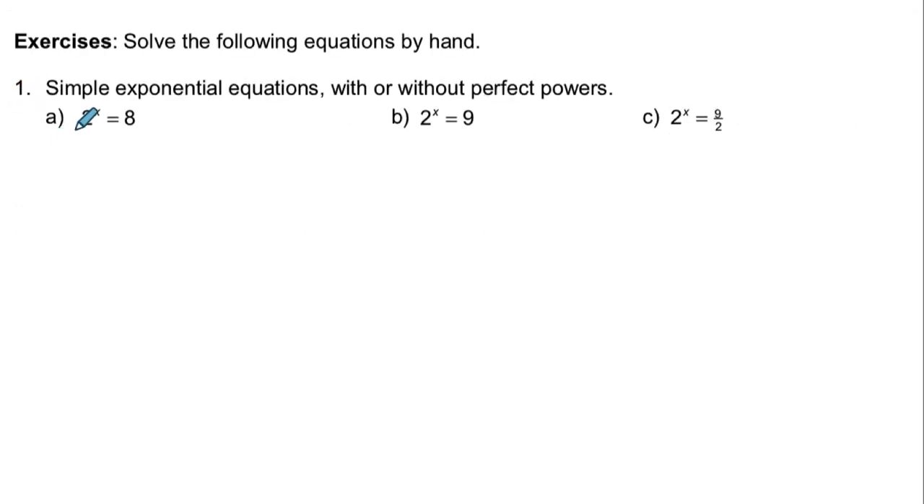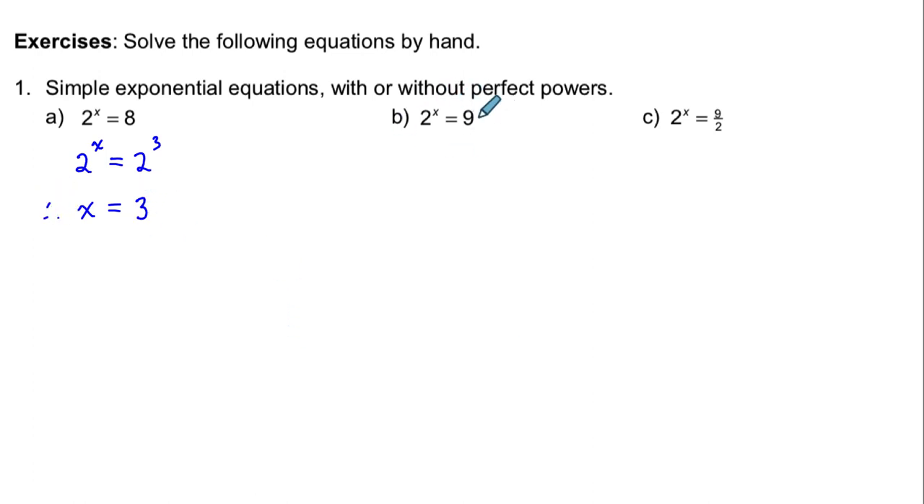In number 1a, we have a simple exponential equation. By simple, I mean that we have one term on each side, we have one base, one exponent, and one power. And we recognize that the power of 8 is actually a perfect power of 2, and so we can use the one-to-one property. We have the power on the left equals the power on the right. Their bases are the same, and therefore by the one-to-one property, the exponents must be equal. So we get x is equal to 3.